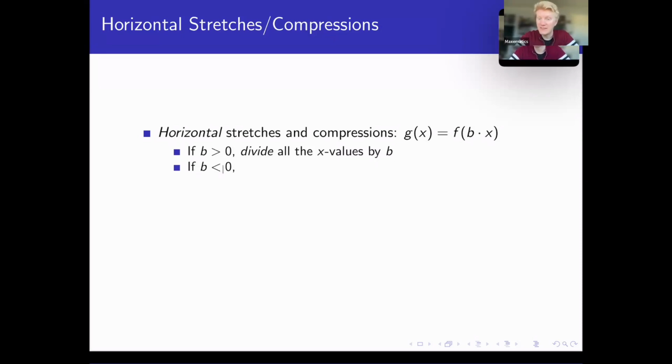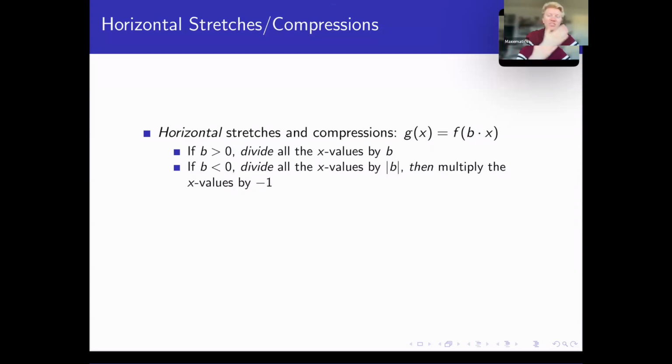If your b is negative, well, this is like negative 2x on the inside. Well, negative 2x on the inside would be dividing by absolute value of b and then reflecting over the y-axis by multiplying the x values by -1. Very similar to what we were just dealing with in the last part, except now x values and division instead of multiplication.